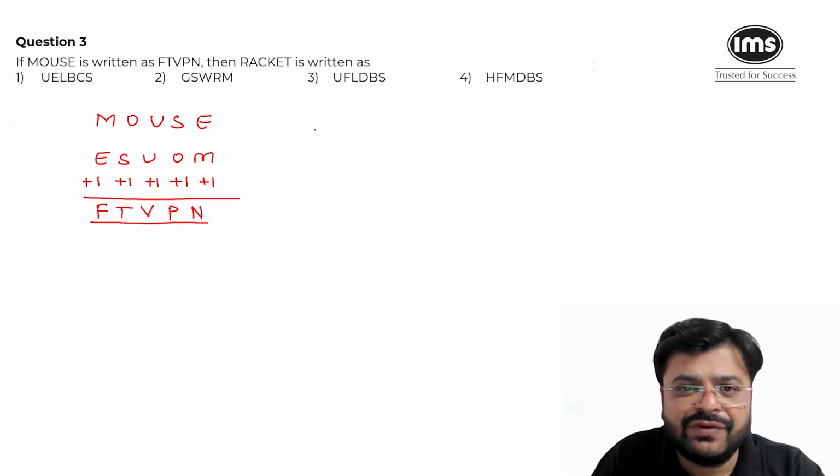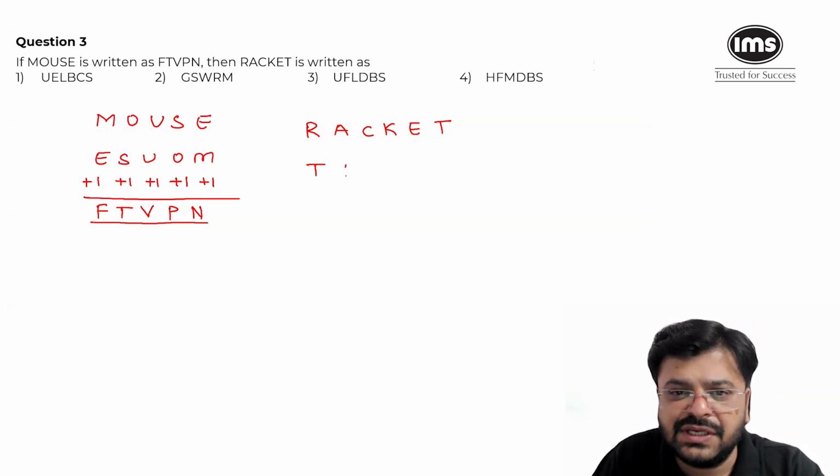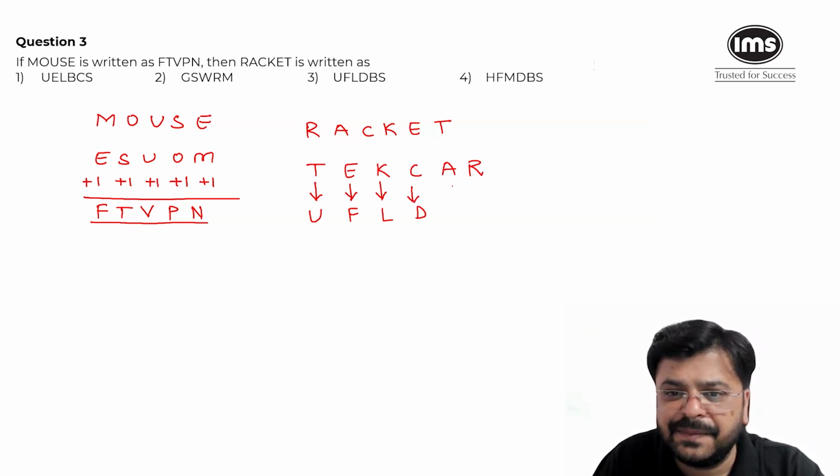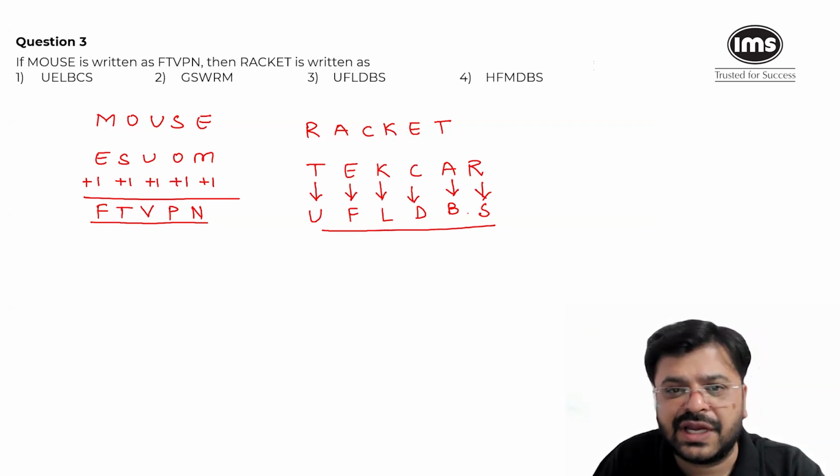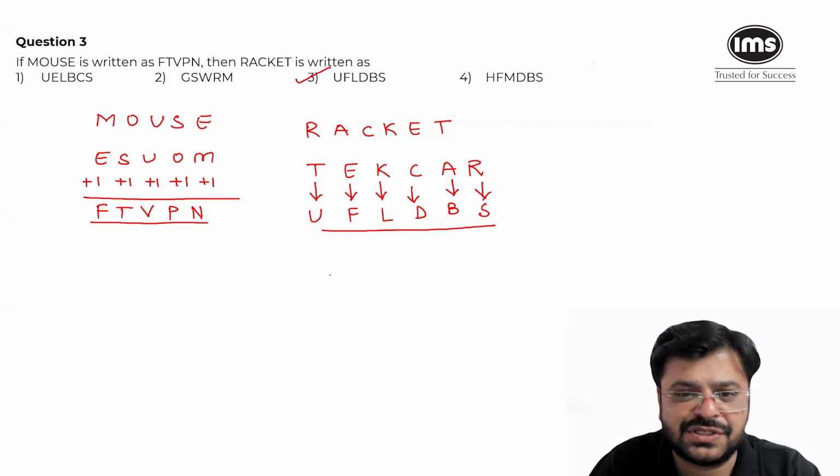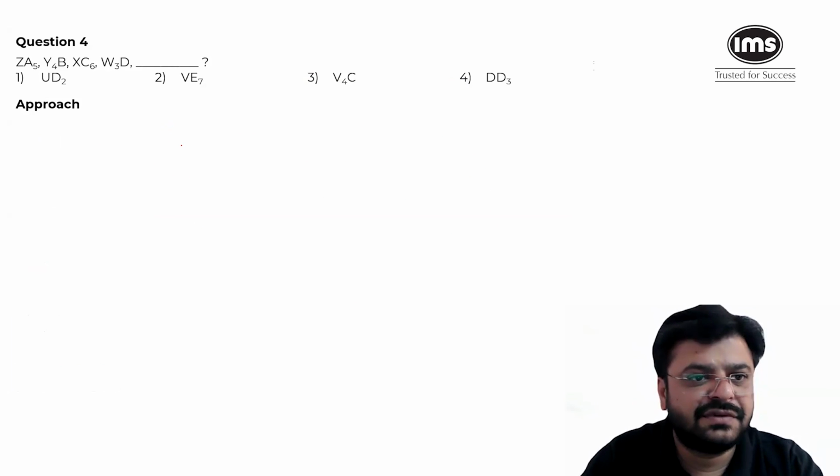Now, how would we write bracket? So first we'll write the reverse order, that is T, E, K, C, A, R, and then we'll write the next letter. So it will be T, U, E, F, K, L, C, D, A, P, R, X. So the right answer here is option C. So here we have three series.